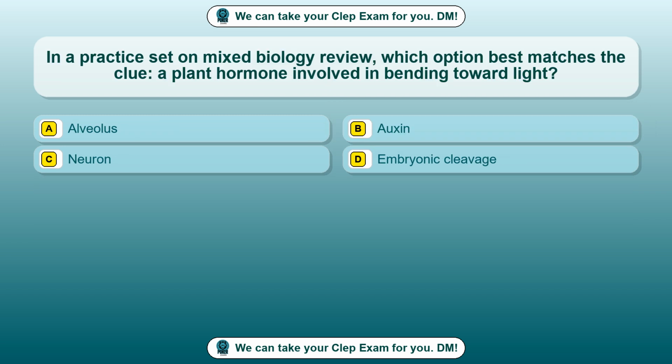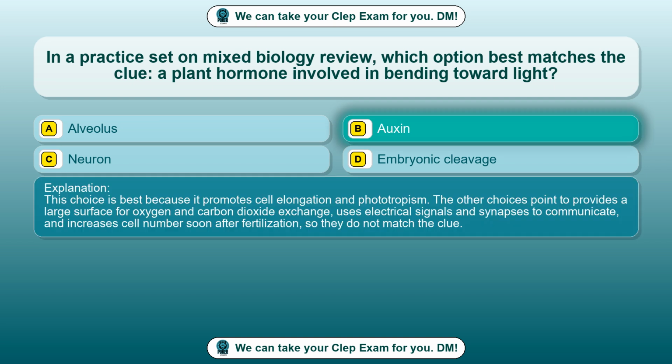Question 47. In a practice set on mixed biology review, which option best matches the clue: a plant hormone involved in bending toward light? Option A, alveolus. Option B, auxin. Option C, neuron. Option D, embryonic cleavage. The correct answer is option B, auxin. This choice is best because it promotes cell elongation and phototropism. The other choices point to provides a large surface for oxygen and carbon dioxide exchange, uses electrical signals and synapses to communicate, and increases cell number soon after fertilization, so they do not match the clue.